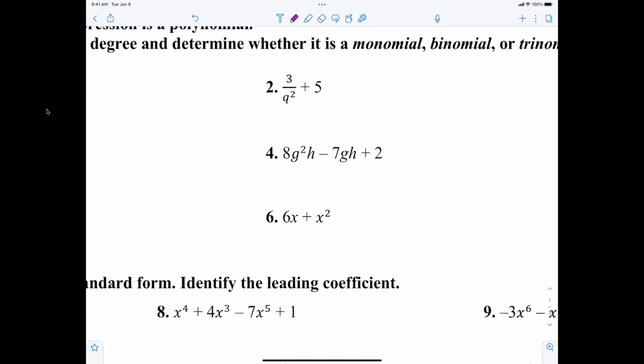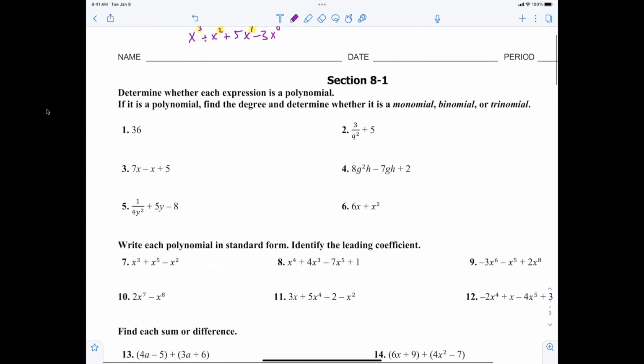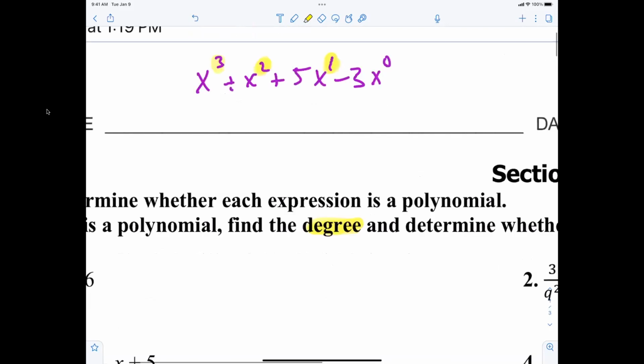Now, the other thing that's kind of important is the degree. I'm probably not going to ask you a question like this on the test because I really don't think it's that important. But the degree for this polynomial up here would be 3, because it's just the largest exponent.